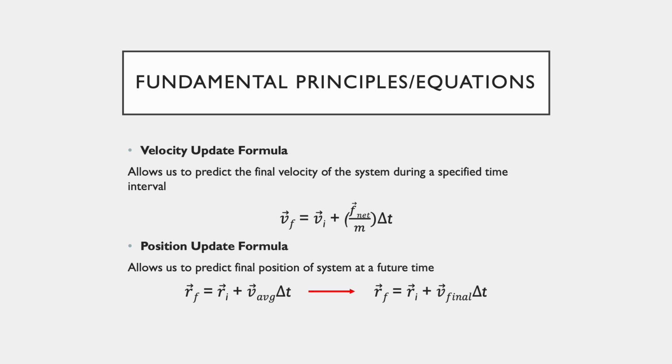We can find the final velocity of a system if we have its initial velocity, net force, mass, and change in time. We will utilize the position update formula with a non-constant net force, which is why the average velocity is equal to the final velocity, where we can find the final position of an object if we have its initial position, final velocity, and delta t.